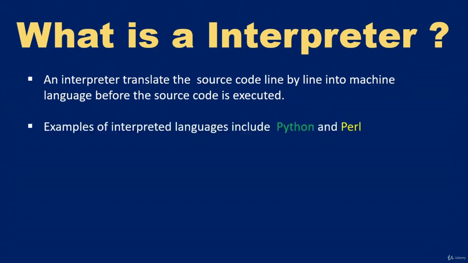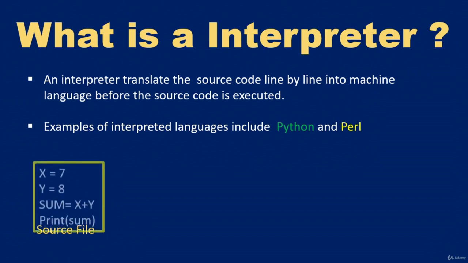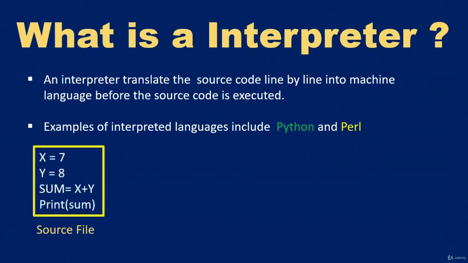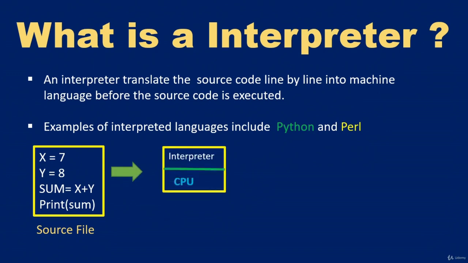So let me show you an illustration of how an interpreter would work. Let's say you have your source file and you have this bunch of code inside your source file. At this stage, the computer would not understand that. So for the computer to be able to interpret what you're saying, you need to use an interpreter. The way the interpreter works is that it will convert a line at a time.